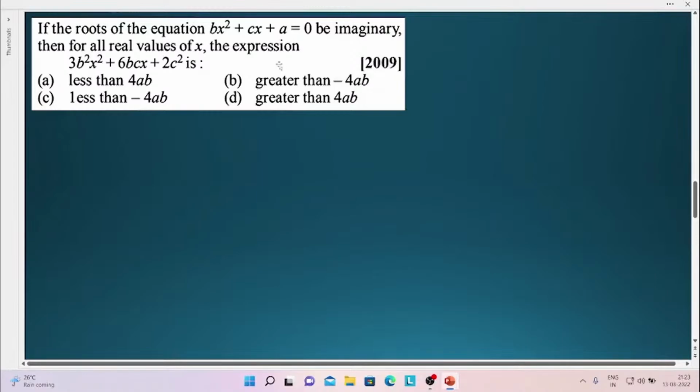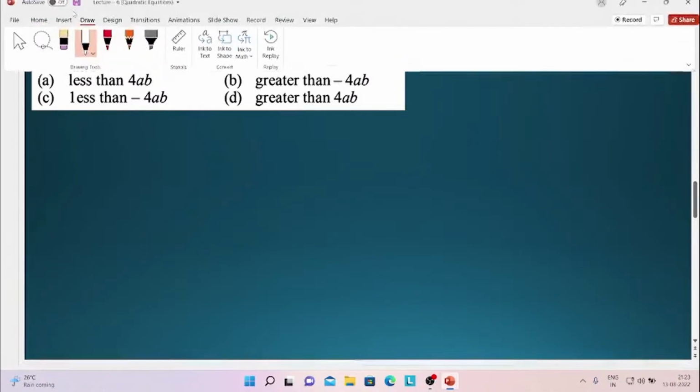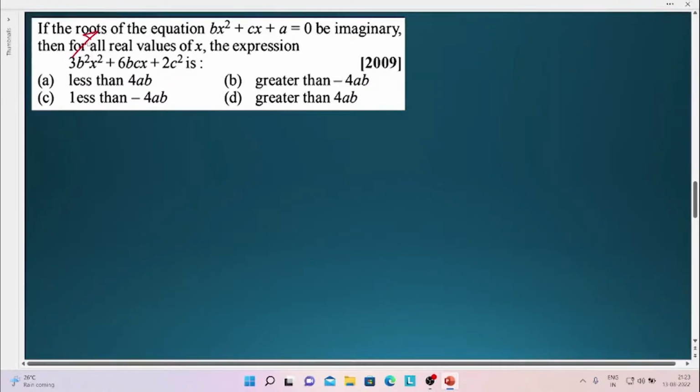This is also a very important question and you will learn a lot of things from it. The question says, if the roots of the equation bx square plus cx plus a equals 0 be imaginary, let me write this as star, the roots of this quadratic equation be imaginary, then for all real values of x, the expression 3b square x square plus 6bc times x plus 2c square is less than 4ab, less than minus 4ab, greater than minus 4ab, or greater than 4ab, right? So these are the 4 options given to you.